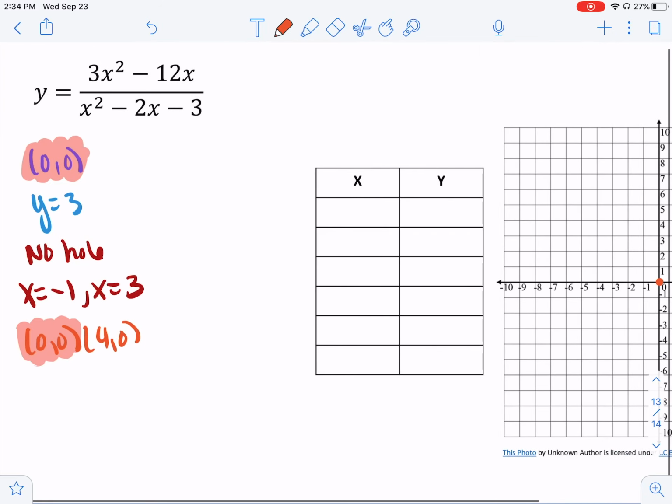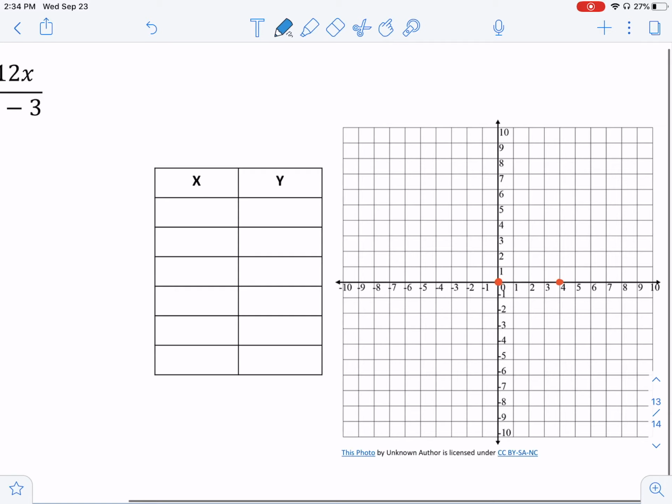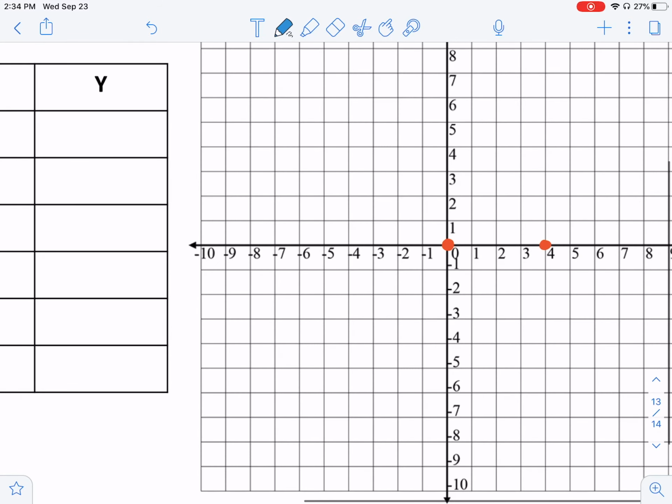We can go ahead and put in our asymptotes. So let's start with our horizontal asymptote. I have a horizontal one at 3. So I'm going to come up to 3 and then go across.